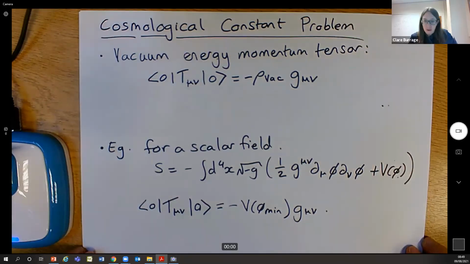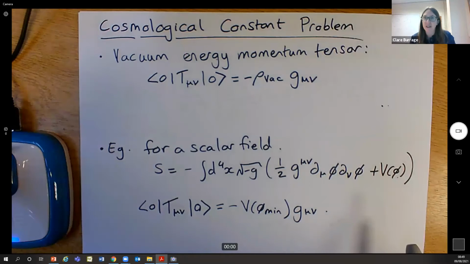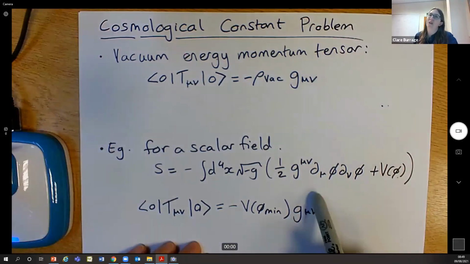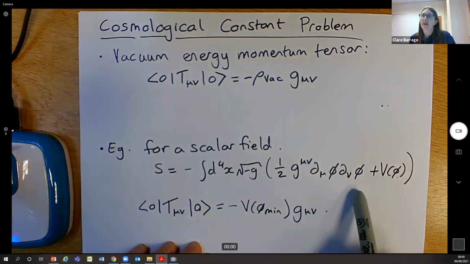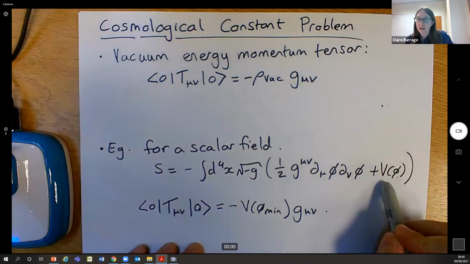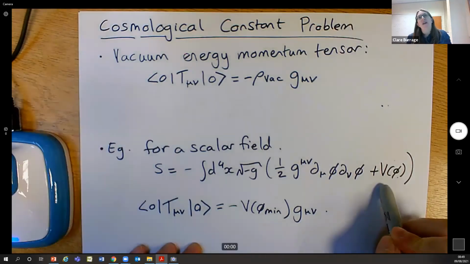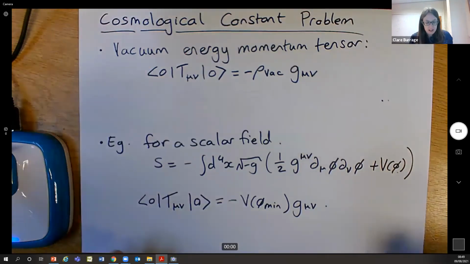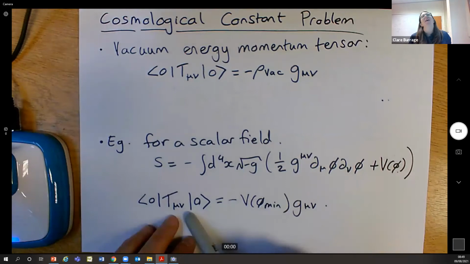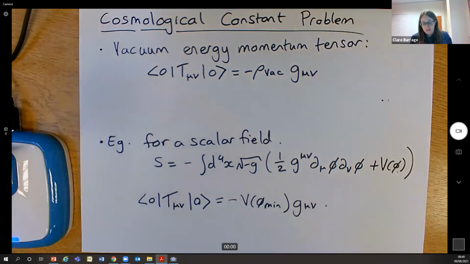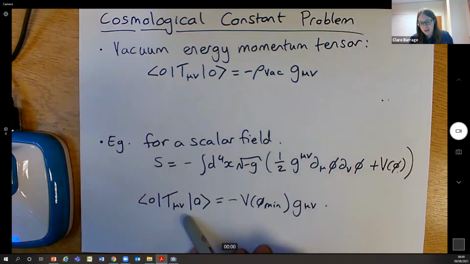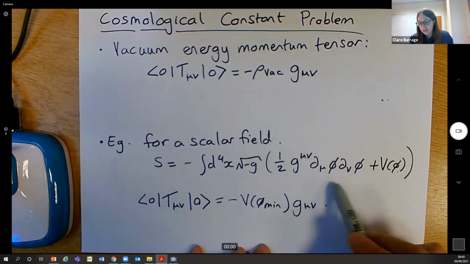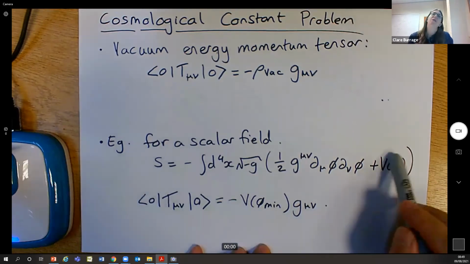So this is our scalar field, and we're giving it just a canonical kinetic term and some potential, which for the moment I'm not going to specify. If we were to compute the energy momentum tensor for that, it's going to be some function of derivatives of the field and of the potential.